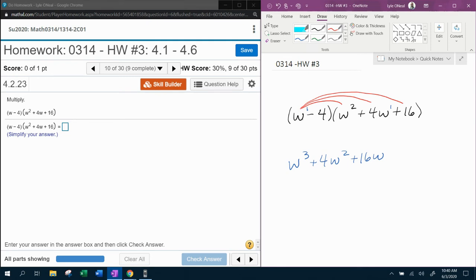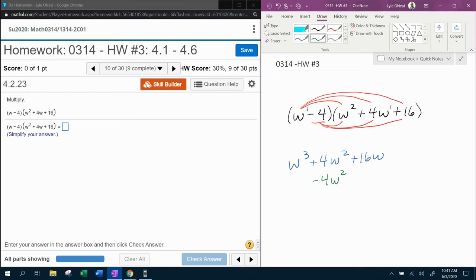Now that we've used up the W, guess whose turn it is? Yep, it's the negative 4's turn. And now he's going to distribute to everybody. And what I would like to illustrate here is something I call the stacking technique. So for the first multiplication, negative 4 times W squared, that is a negative 4W squared, which is going to be like terms with this guy. So I'm going to go ahead and stack those.